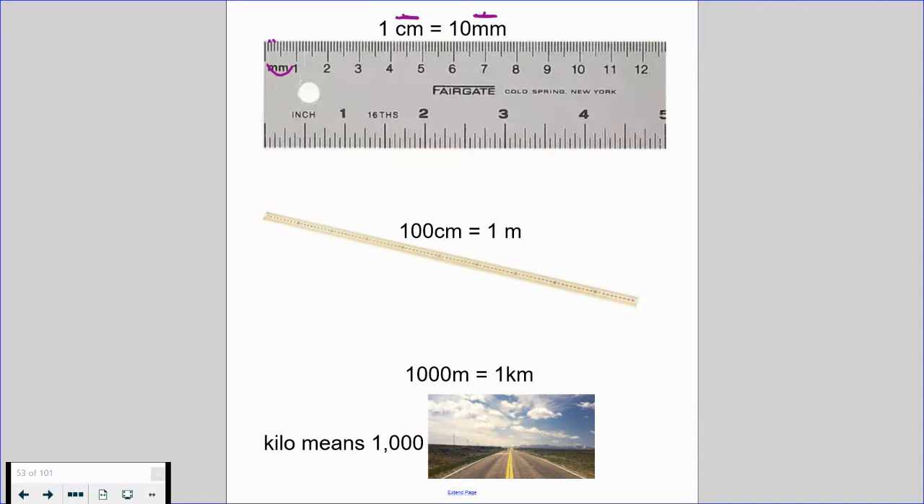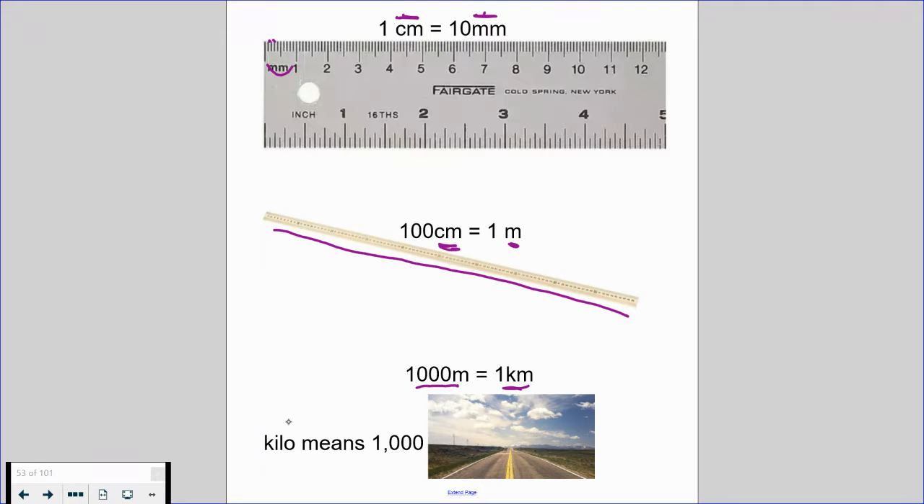Okay, getting larger, we have a meter. A meter stick is what you're seeing right here. If you were to hold your arms out wide, that would be about the length of a meter. There are 100 centimeters in each meter. And then the last unit that we're talking about is the kilometer, okay? A very, very long distance. There are 1,000 meters in each kilometer.